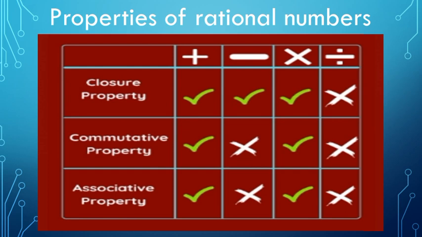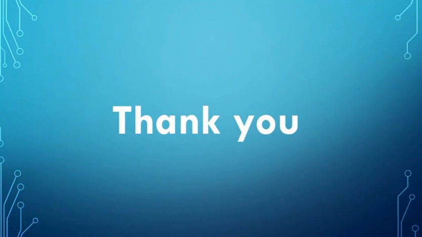And you know the distributive property, that is A into B plus C equals A into B plus A into C, and A into B minus C is A into B minus A into C. I think you know the distributive property of rational numbers. It is true for all numbers actually. So here we come to the end of the topic rational numbers.